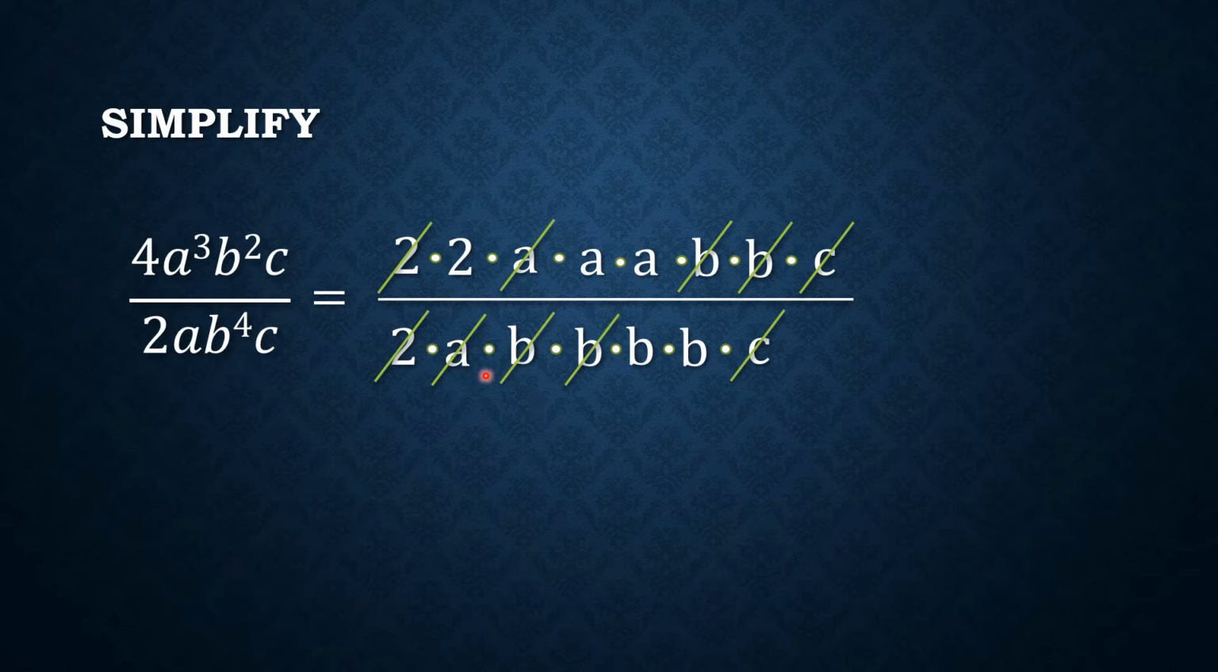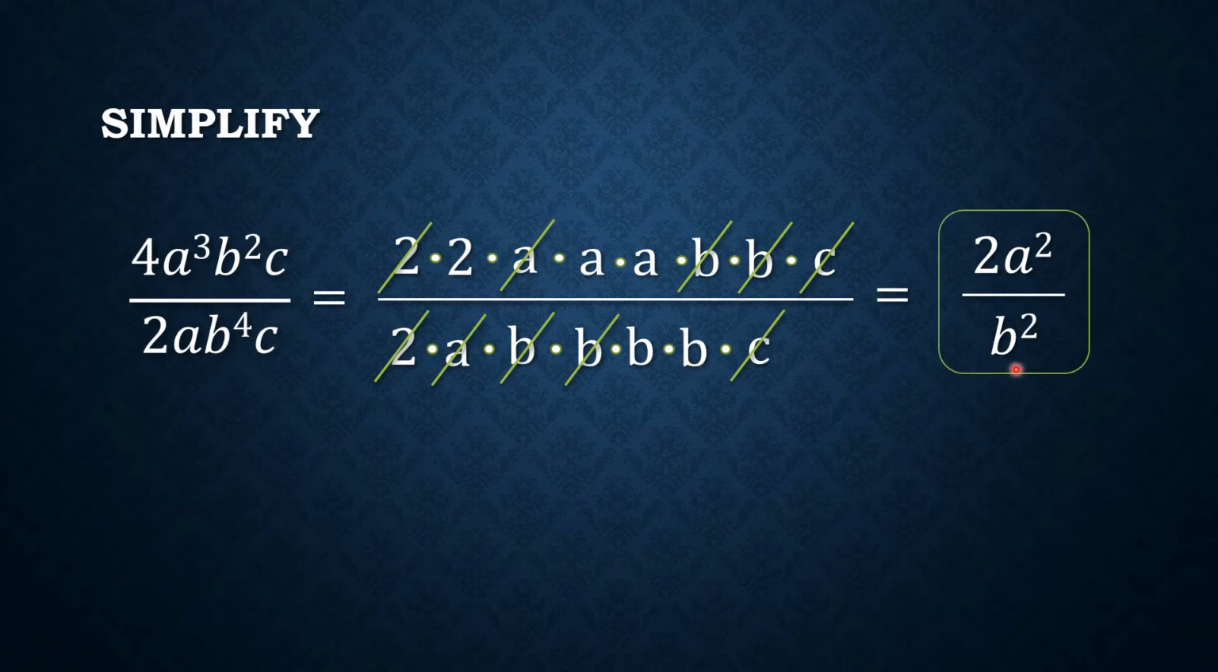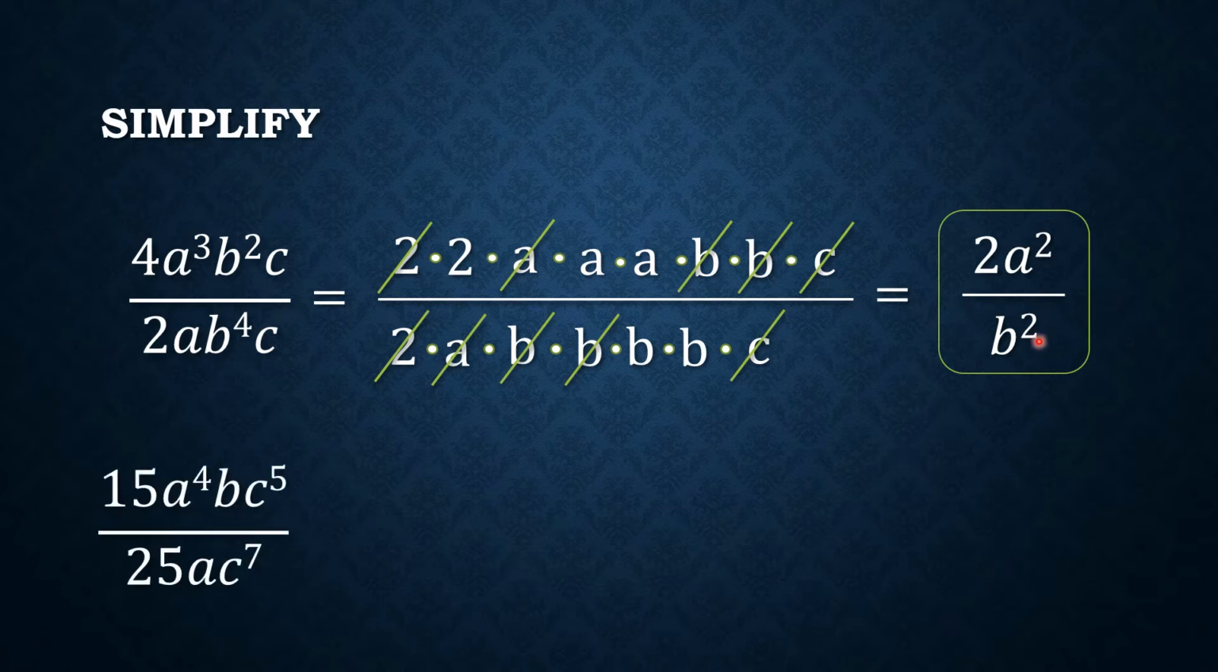So, that's it. So, ang gagawin na natin ngayon is the step 3. So, sulat na natin yung remaining factors by, again, simplifying. So, 2 times a is 2a squared. And then, b times b is b squared. So, here we go. So, the answer is 2a squared over b squared.